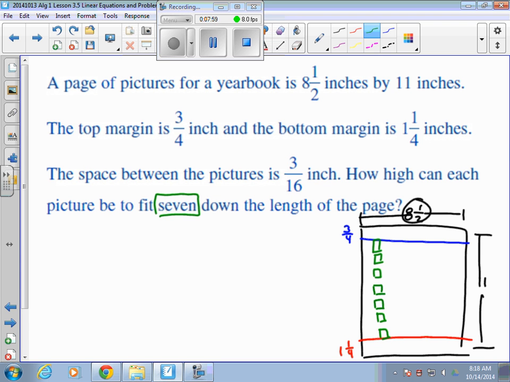the total amount of space we have between what I have on there, the blue line and the red line, is going to come from that number 11 on the right hand side. 11 minus 3/4 of an inch, because you're taking away the top margin, minus 1.25 inch, you're taking away the bottom margin. That's the space you have right there on the left hand side. This is the space we have.